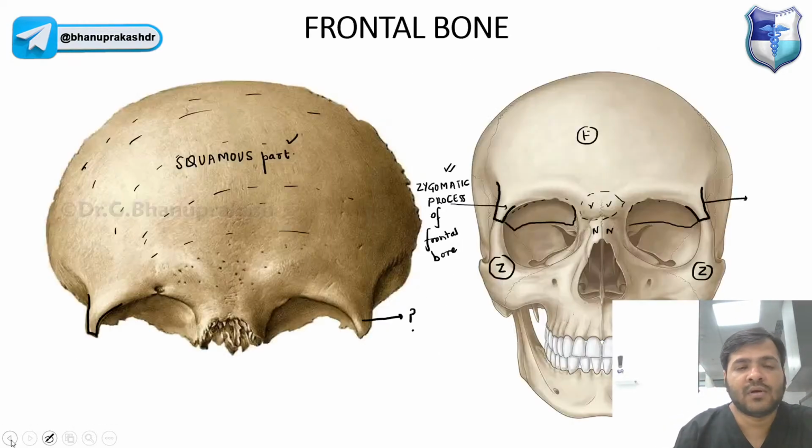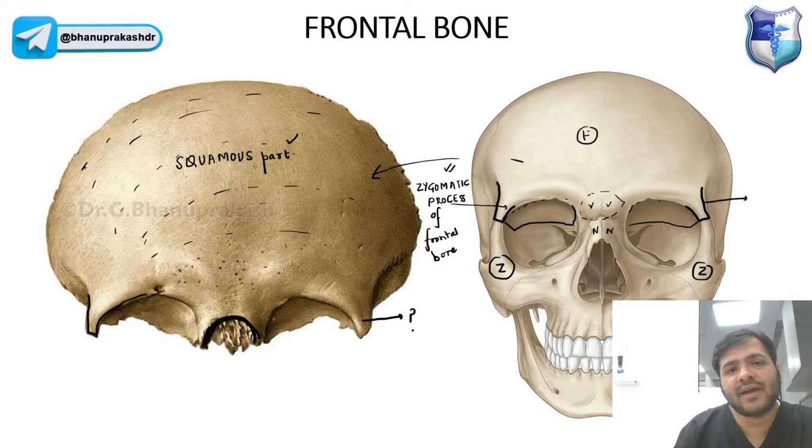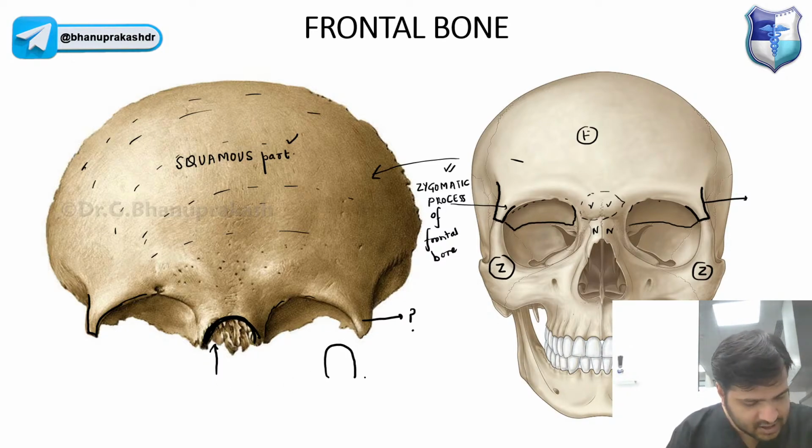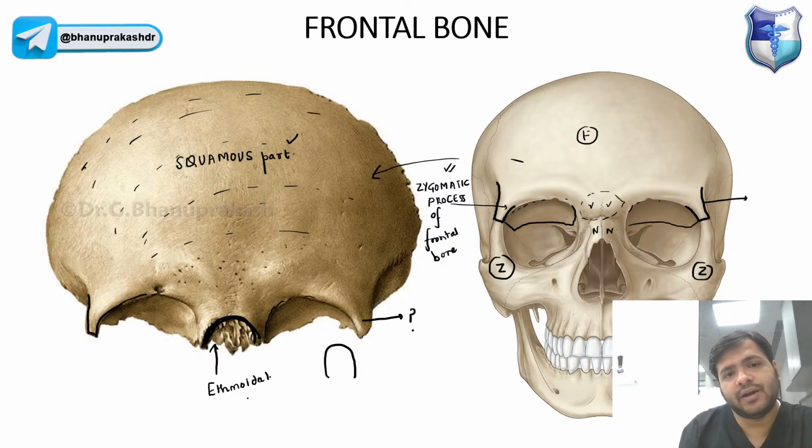Now, in between the two orbital plates, guys, can you just see this particular notch? When I've taken this frontal bone out, I'm trying to see that between these two orbital plates, this U-shaped notch, yes, Ankita, Shakil, Osama, very good. This notch basically lodges the ethmoid bone; over here the ethmoid bone is present. This U-shaped notch is called the ethmoidal notch.